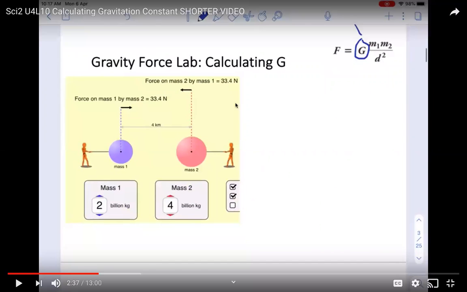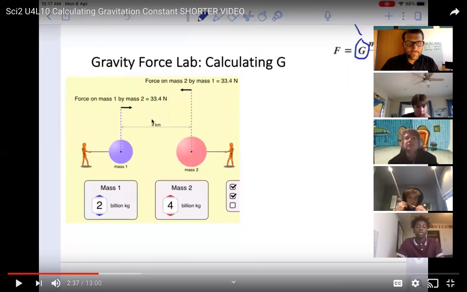So just looking at this really quickly, here's the image from that PhET simulation you did for homework, and we'll pick up with this in our next lesson. But looking at the equation, F equals G M1 M2 over D squared, I'm trying to find G. Can anyone tell me what F is? What number are we going to put for F?